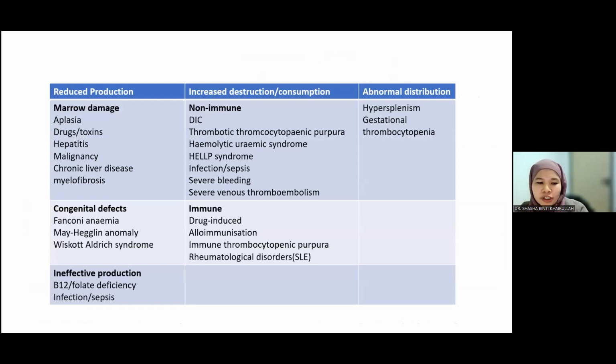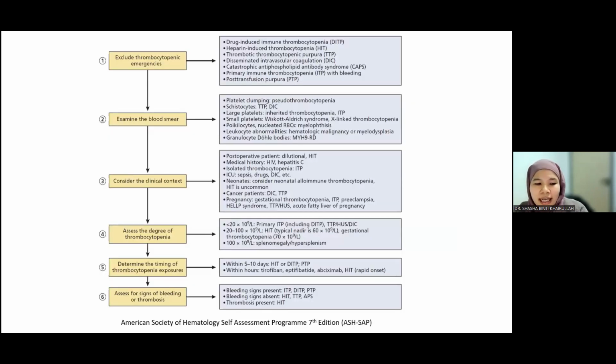A classical approach is to divide the causes into conditions of reduced production, increased platelet destruction, or abnormal distribution or sequestration. Although this table is pretty comprehensive and is what we normally teach medical students, it is difficult to use in a clinical context as most critically ill patients have more than one cause, and some disorders have more than one mechanism. So this is how we hematologists approach thrombocytopenia in a more clinical and practical sense.